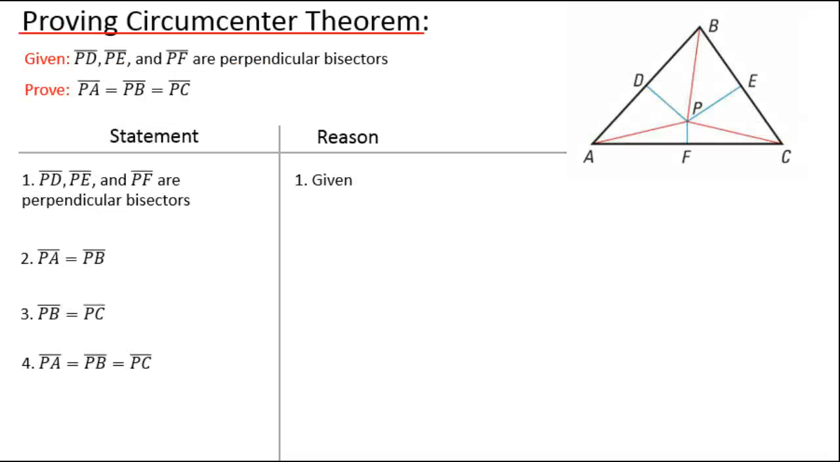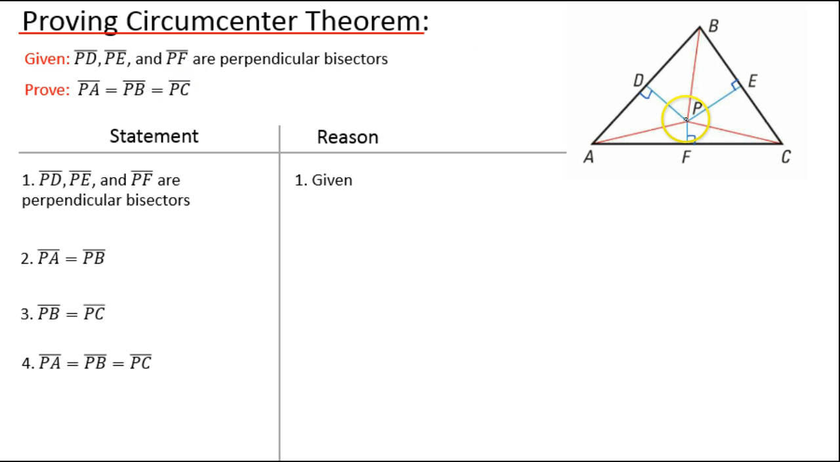All right, so now we're going to move on to proving a circumcenter. Based on this proof, we are given that PD, PE, and PF are perpendicular bisectors. So here we have our perpendicular bisectors. This one will be in blue, and so with this one. So that's given information. We want to show that PA is equal to PB, which is equal to PC.